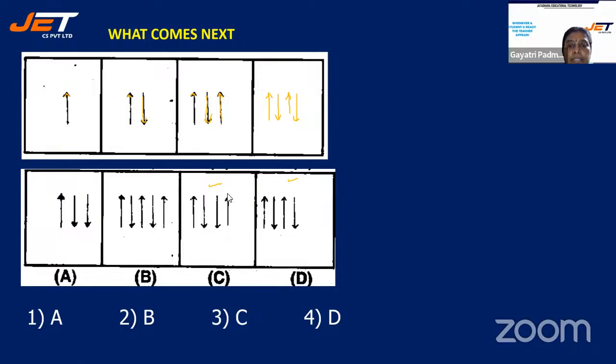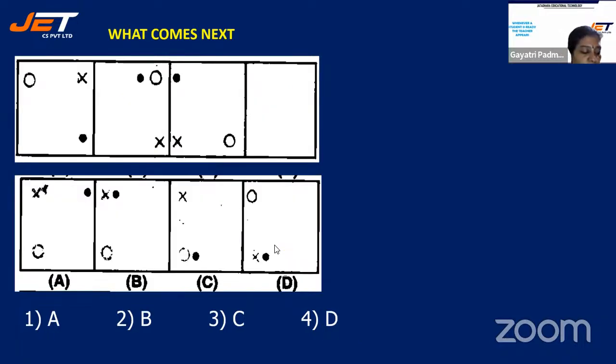It cannot be C because our answer is not tallying. So the answer should be D. Let's check. Yes. So your answer is D. All right, students. Now with this, we are moving on to the next question.